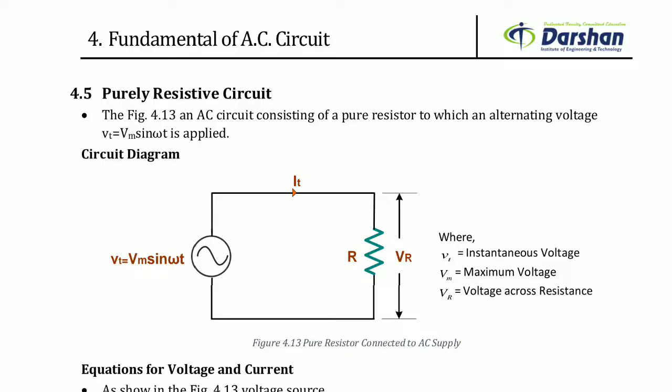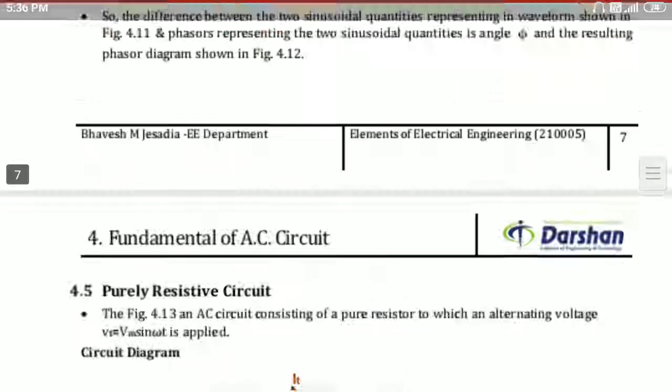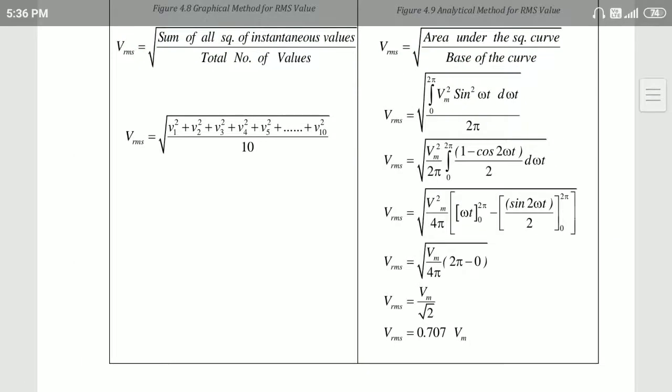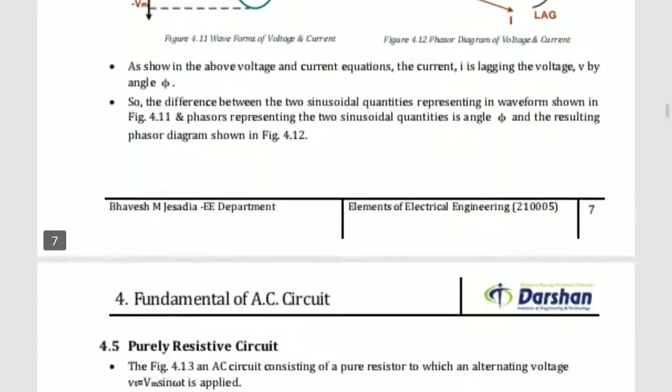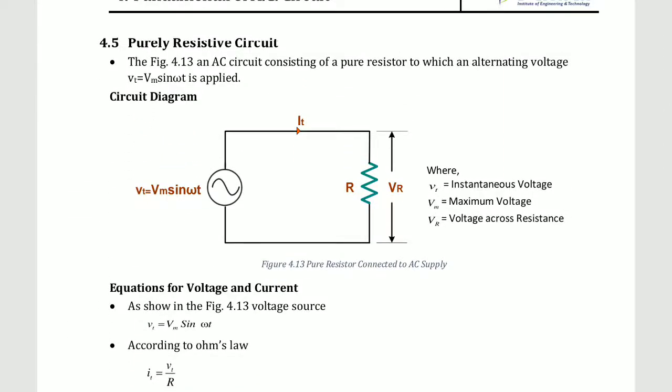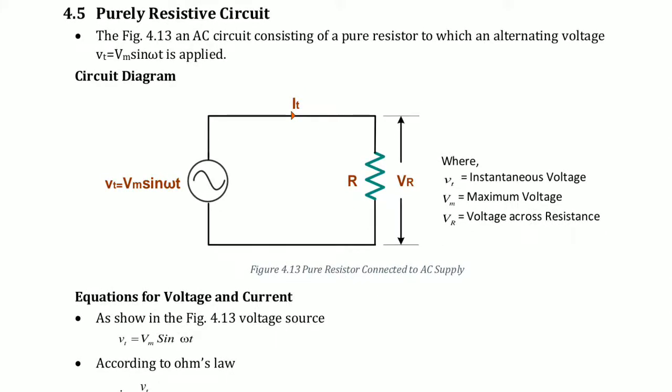AC waveform to the resistance. So here an AC waveform is applied to the resistor. It's a pure resistive circuit. We are showing the circuit diagram. So Vi is equal to Vm sin omega t, a sinusoidal waveform. That means a sinusoidal AC source is applied to the pure resistor.